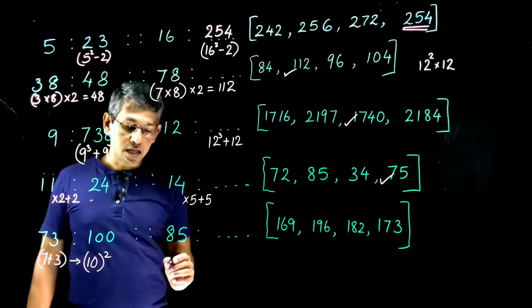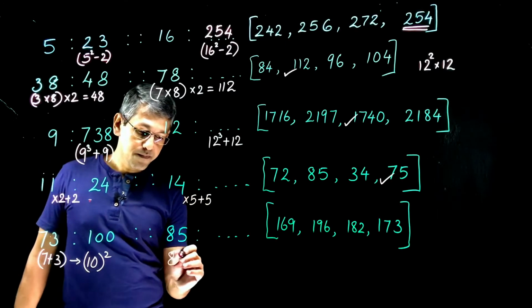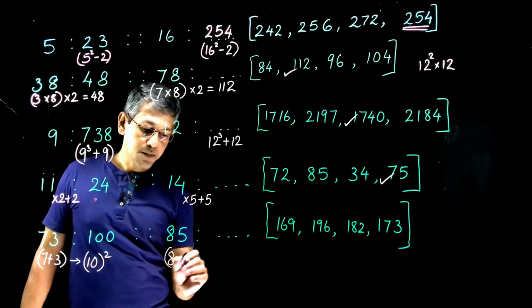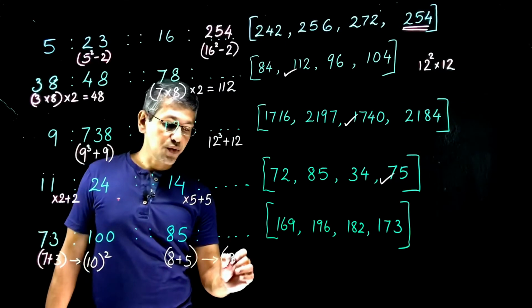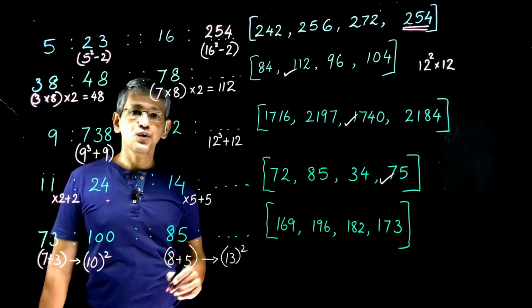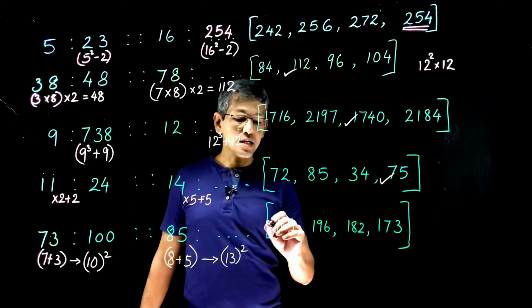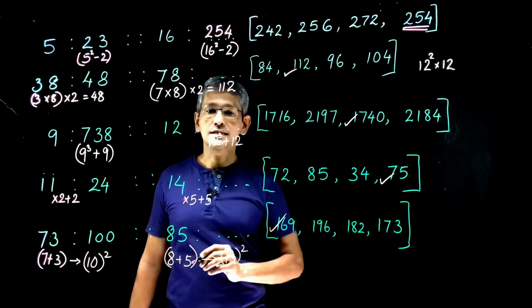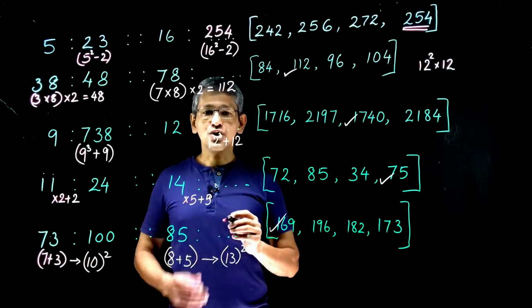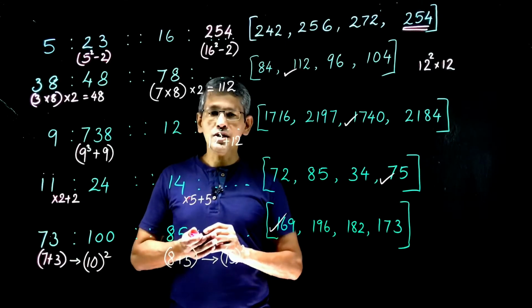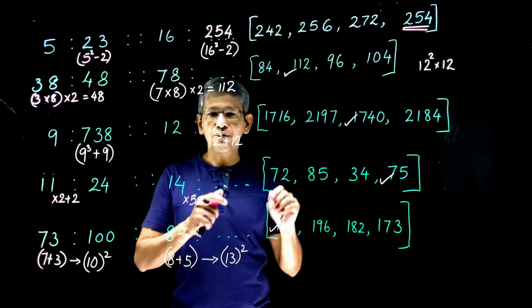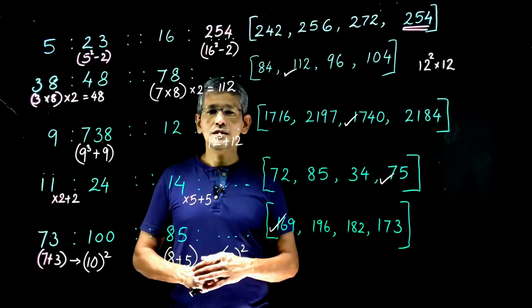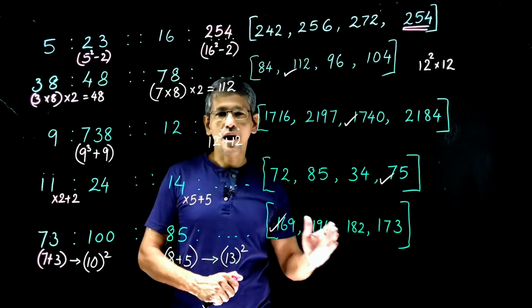And the right hand side, 8 plus 5. 8 plus 5 is what? 13. So 13 square. 13 square is what? 169. Yes, that's the answer. So this is how we deal with number analogy questions. Of course, we'll have more questions on the next slide.